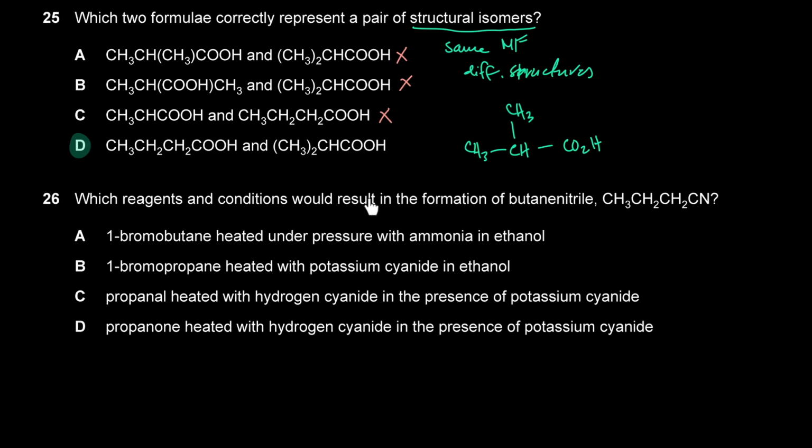Which reagents and conditions would result in the formation of butane nitrile? 1-bromobutane is heated under pressure with ammonia and ethanol. That's not true. This results in the formation of an amine, not a nitrile.